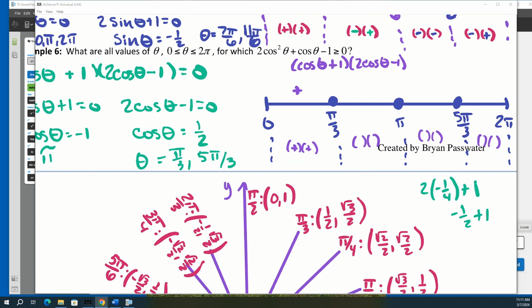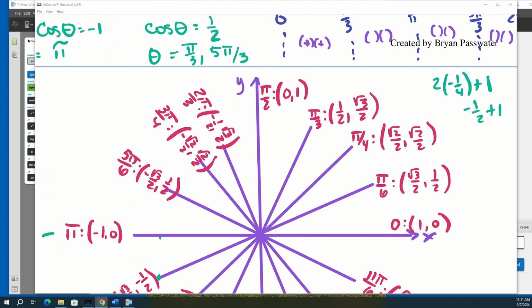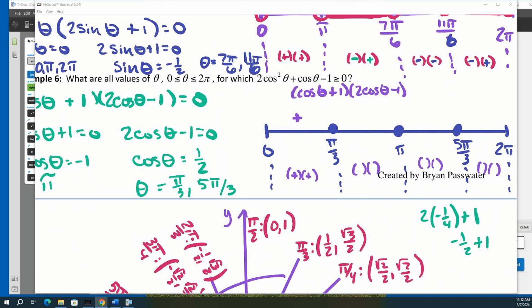Okay, so now in this other region, I want to pick an angle between pi over 3 and pi. Oh, I did not mean to use that. That's okay. So let's use pi over 2. For the cosine, I'm going to use 0. So if I do 0 plus 1, it's a positive. If I do 0 minus 1, it's negative. So when I multiply those, I get a negative.